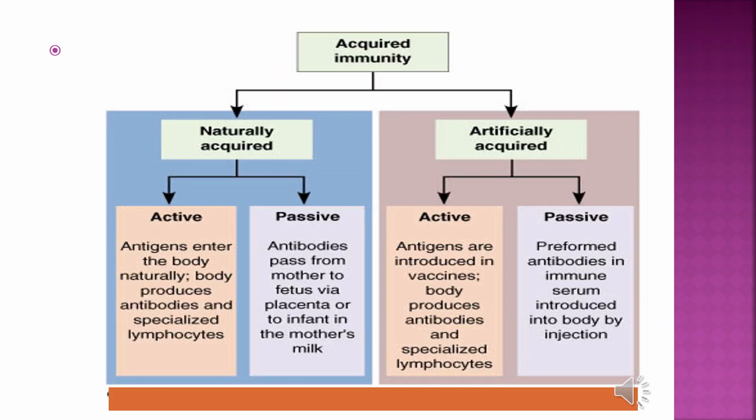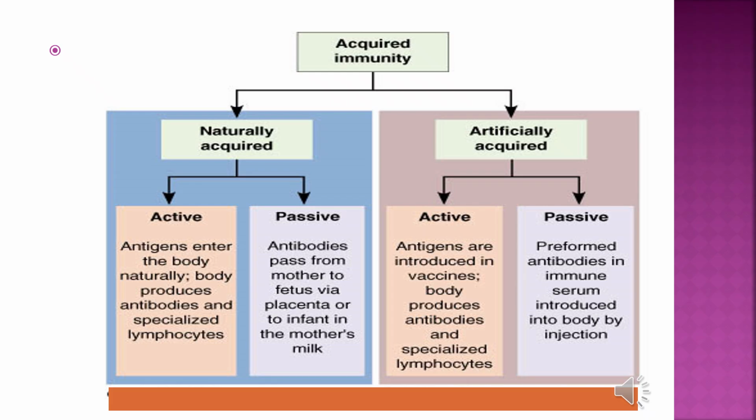Now we'll see acquired immunity. Acquired immunity is divided into naturally acquired and artificially acquired, and naturally acquired is again divided into active and passive. We'll see examples of active and passive. In active, antigens enter the body naturally, and the body produces antibodies and specialized lymphocytes. In passive, antibodies pass from mother to fetus via the placenta, or to the infant in mother's milk.